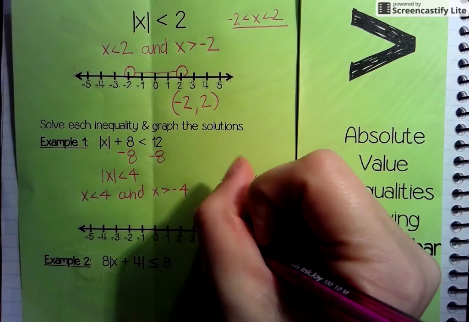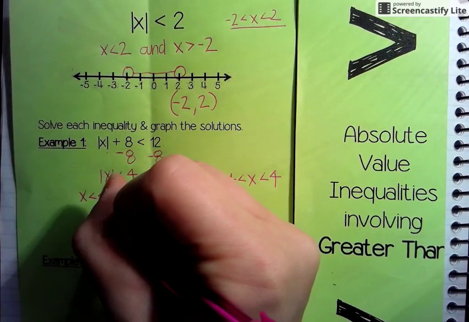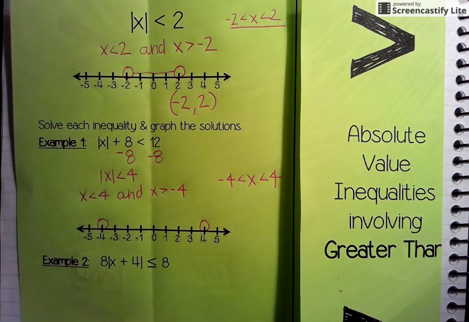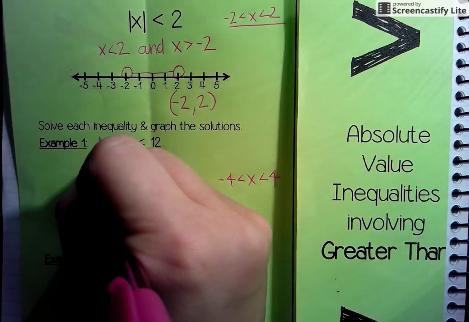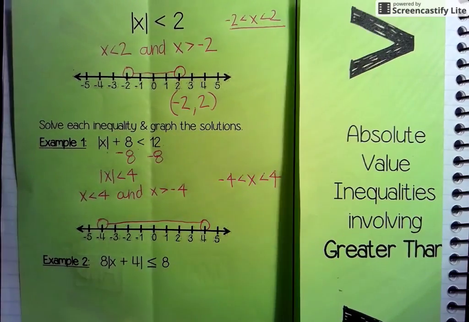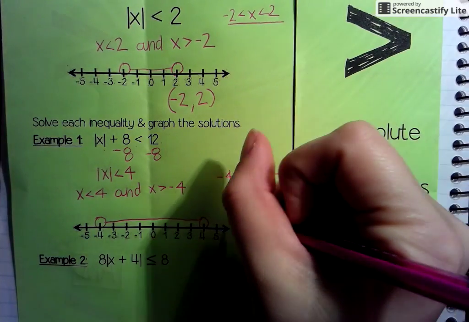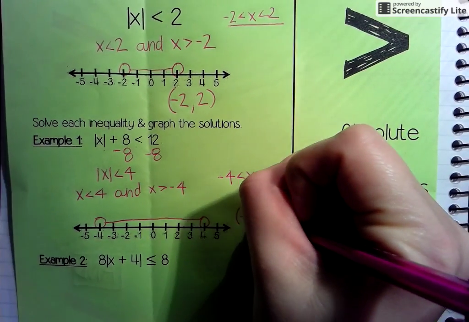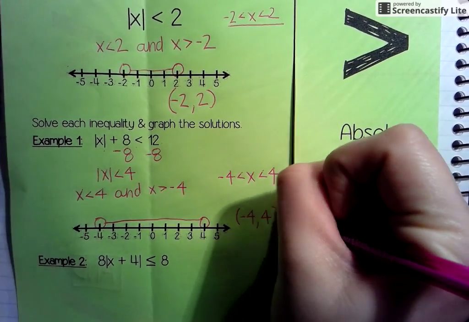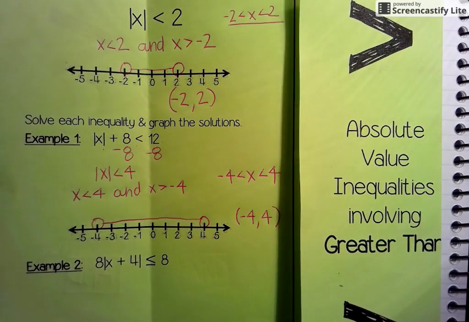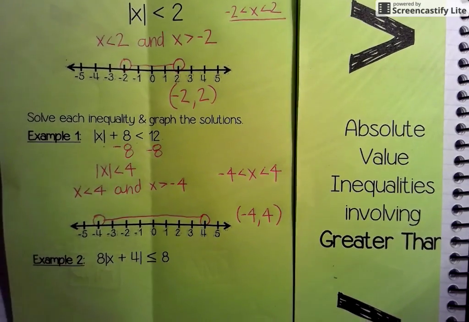So I need numbers that are less than 4, which would be this way. And I need numbers that are greater than -4. They're both open circles because they're just less than and greater than symbols. So I am going to draw my graph right in the middle because I want all of those numbers that are between those two. So my interval notation is going to be -4 parentheses, comma 4 parentheses, because I'm not including those two numbers, but I want all the numbers that are between that.